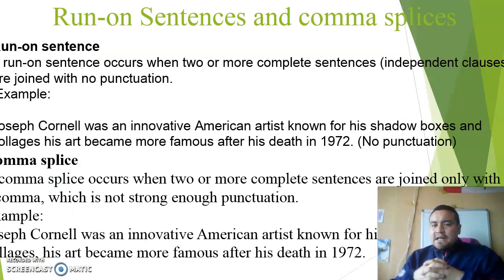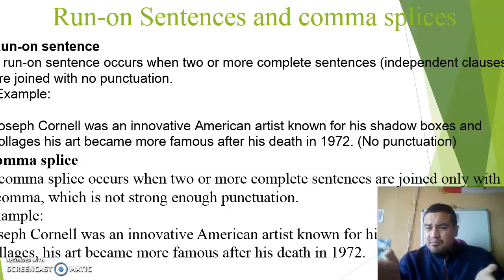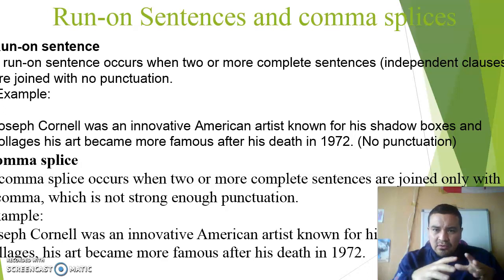The next type of sentence problem is run-on sentences and comma splices. A run-on sentence occurs when two or more complete sentences, independent clauses, are joined together with no punctuation. For example: Joseph Cornell was an innovative American artist known for his shadow boxes and collages his art became famous after his death in 1972. What's the problem here? There's no punctuation. There are two long independent clauses that are not joined properly. We will fix this in a second.